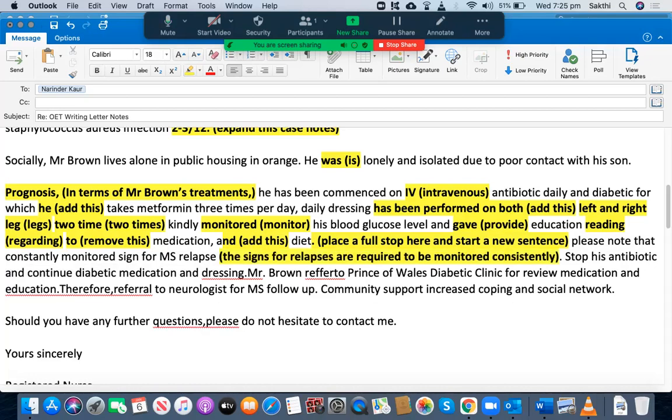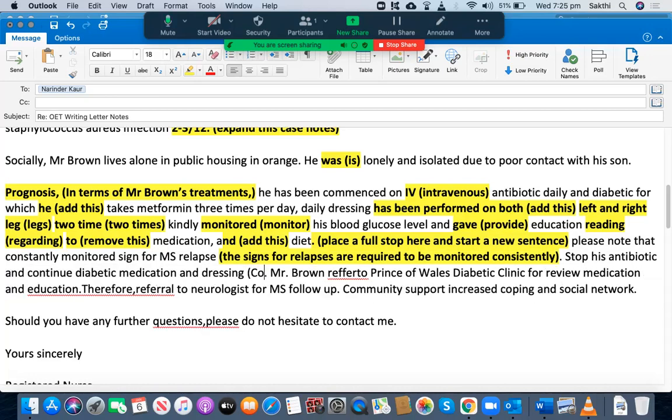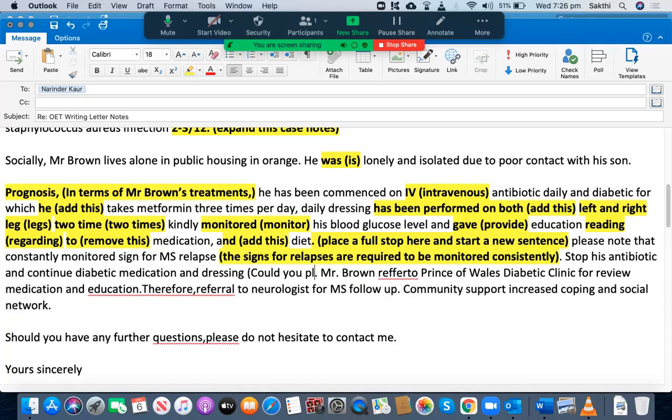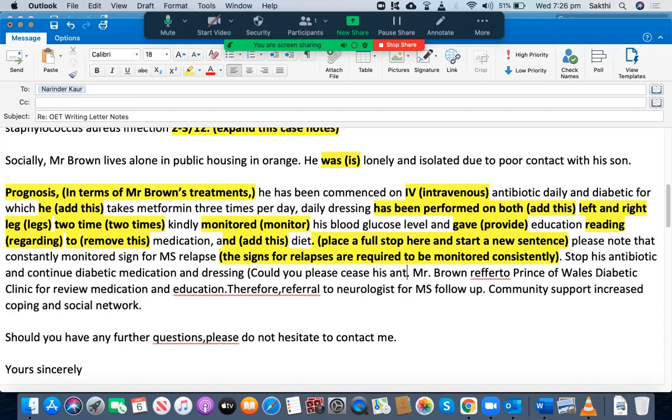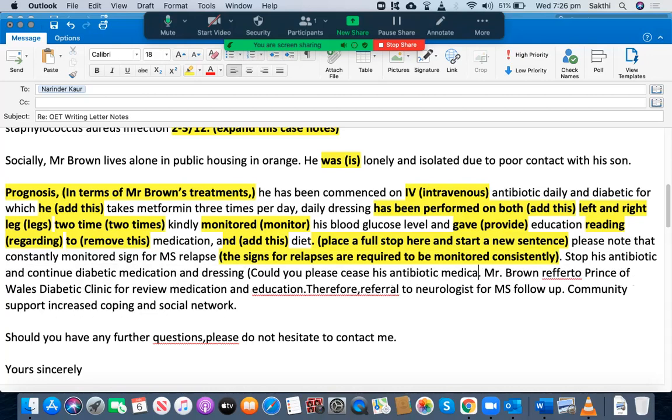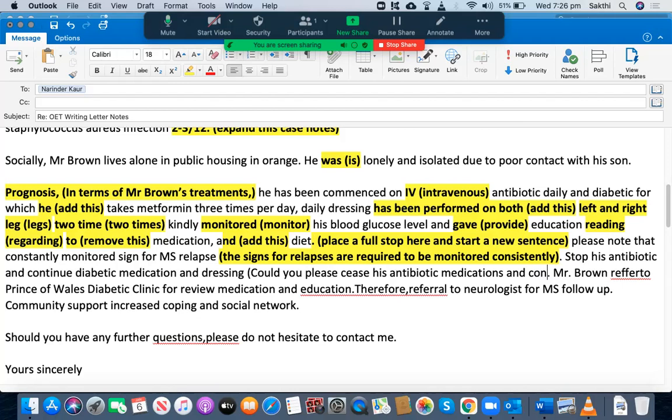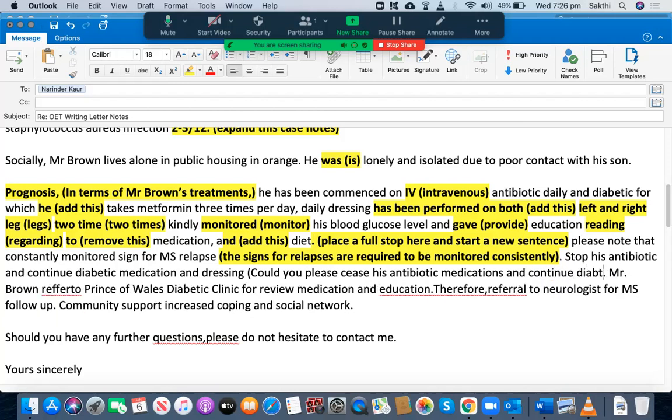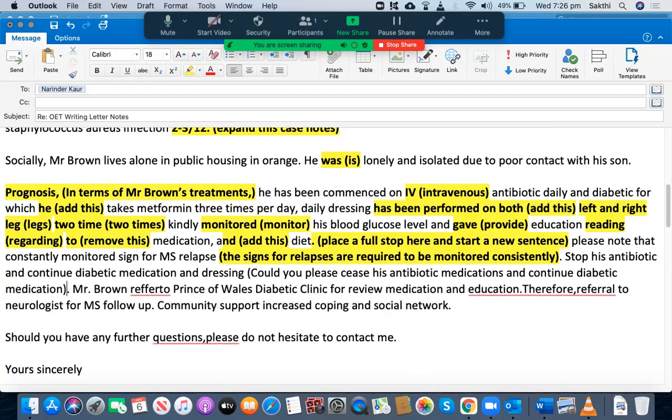Okay, right. Stop his antibiotic and continue diabetic medications and dressing. Okay, this is not good. You can't just order them. You are asking them to stop his antibiotic and then continue diabetes. This is wrong. Okay, so you have to use polite language. You request them politely. You have to say, could you please cease his antibiotic medications and continue diabetic medications.